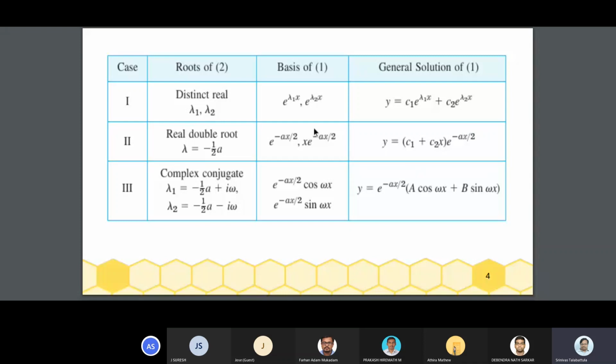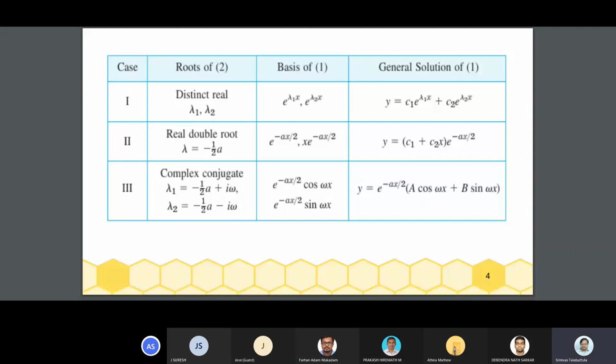And as you know, the quadratic equation can have complex roots depending on the value of the discriminant, and they are in conjugate pairs. One is plus and one is minus, and omega is the discriminant. You can say that e power minus alpha x cos omega x and e power minus alpha x sin omega x, and a linear combination of these is the solution. You know that cos and sin are linearly independent. So that is about the general solutions.